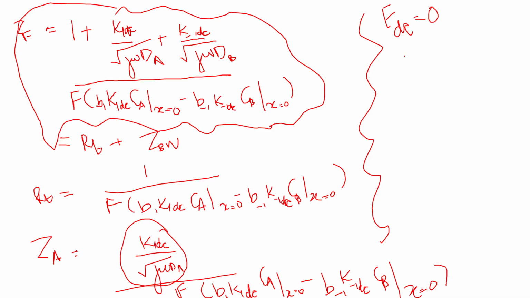So what is the formula for K1 DC? What is the formula for K minus 1 DC? Anyone?